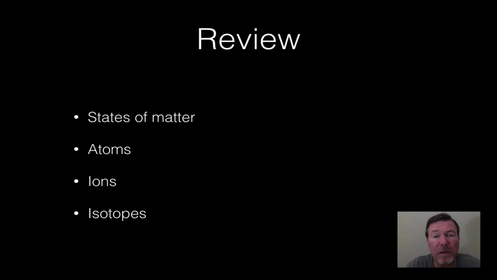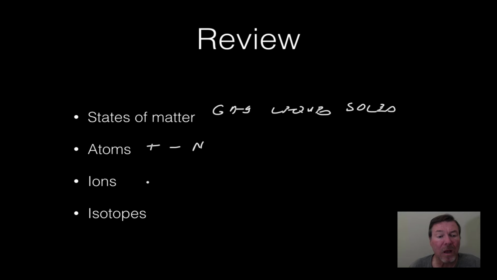So let's get started. First of all, let's take a quick review. In the previous videos, we talked about the states of matter. States of matter, again, were gas, liquid, and solid, and you should know about those. Atoms, and the parts of an atom: the protons, the electrons, and the neutrons. Ions that have lost or gained an electron, and isotopes, which have lost or gained a neutron. If you don't know about those, make sure you go back and take a look at some of the earlier videos.